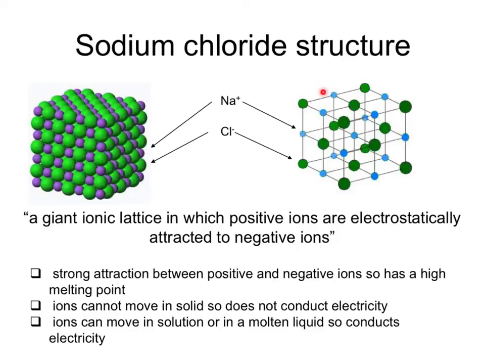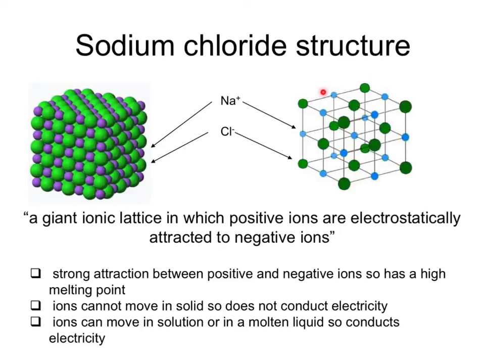There are very strong attractions between these ions called electrostatic attractions. And because these attractions are so strong, it takes a lot of energy to separate them. Therefore, they've got a high melting point.